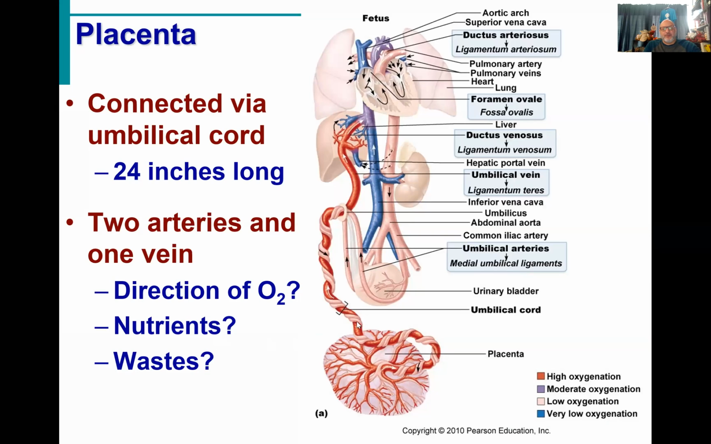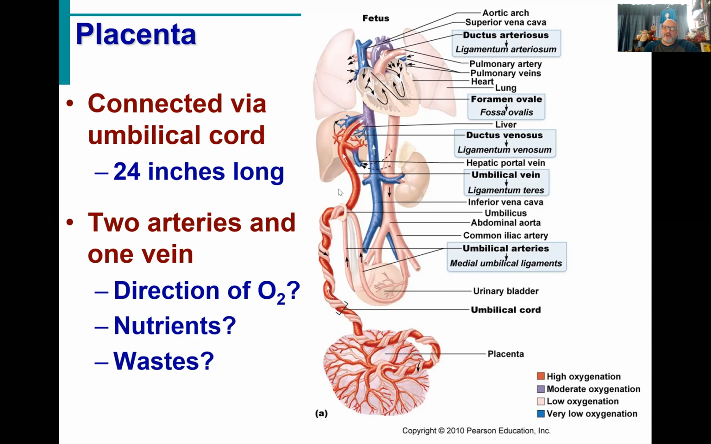Nutrients, obviously, again, come in the vein, and wastes go out the arteries. Notice they come together to form the umbilical cord, which attaches to the umbilicus. But notice where the arteries and the veins come from and go to are very different. Notice the 2 arteries actually come off of the internal iliac arteries, bringing the waste, bringing the carbon dioxide to the placenta. Whereas the vein brings the oxygen and brings the nutrients. And of course, as we know, it brings it to the liver to be processed.